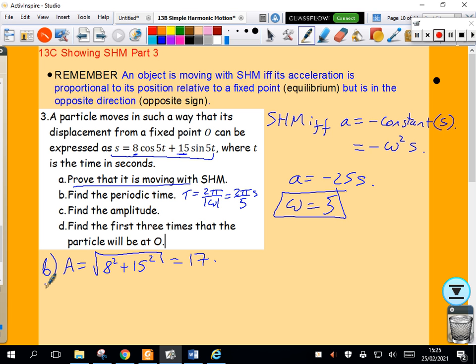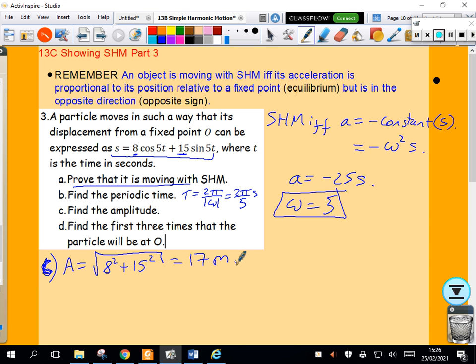So part B, the periodic time is 2 pi over 5 seconds. Part C, the amplitude is 17. Units, whatever they are, we'll just say meters in this case.